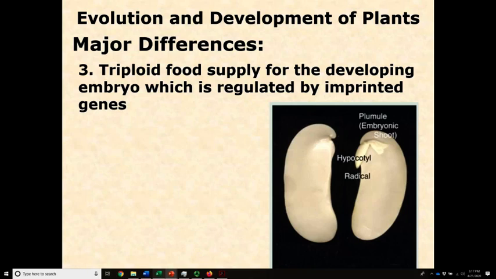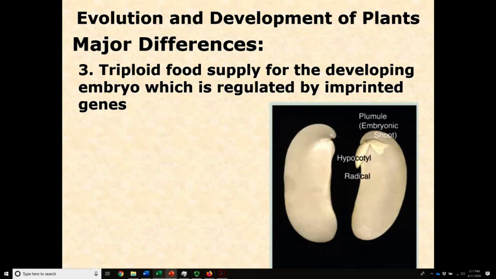And humans take advantage of this. So when you look at corn, beans, or peas, or any of the other organisms where we harvest the seeds to eat, we see the little tiny embryo. You can see this next time you eat a peanut. Open it up and you can see this. This little tiny thing here is the embryo. And all the stuff around it is this triploid food source.